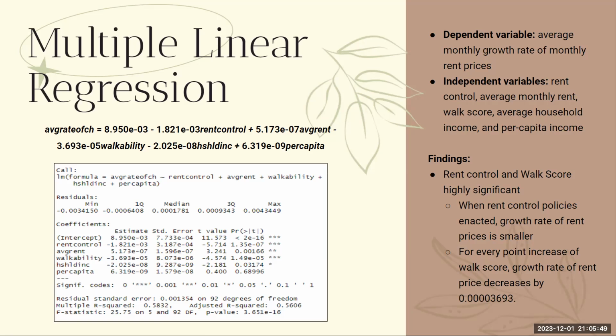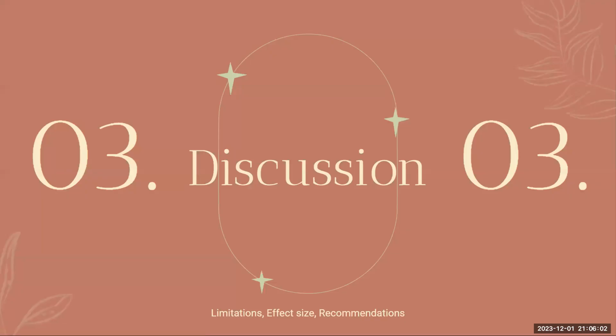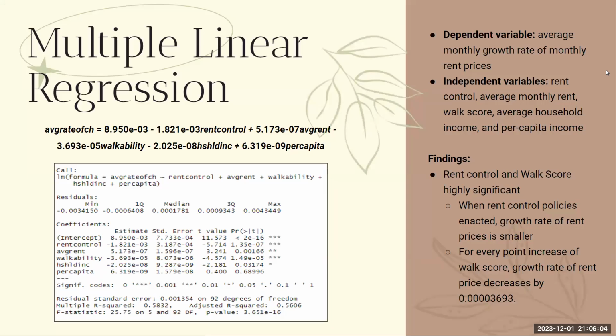And so the coefficient for rent control is negative 0.01821, indicating that when rent control policies are in place, the growth rate of rent prices is smaller. The walkability variable's coefficient is negative 0.0004, which reveals that with every point increase in the walk score, the growth rate of rent prices decreases by that amount.